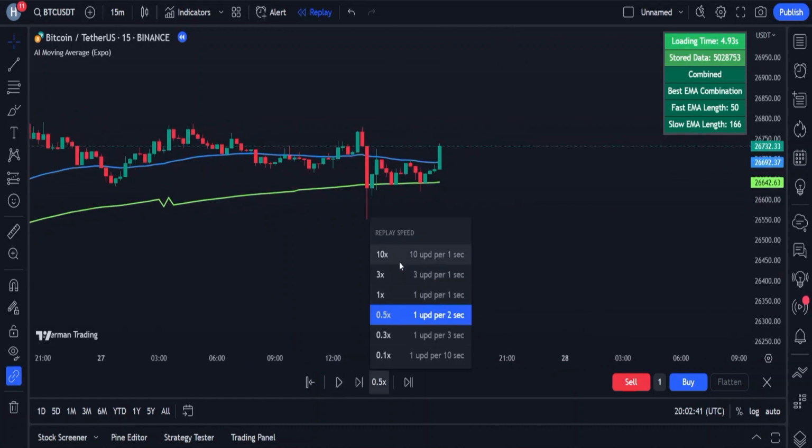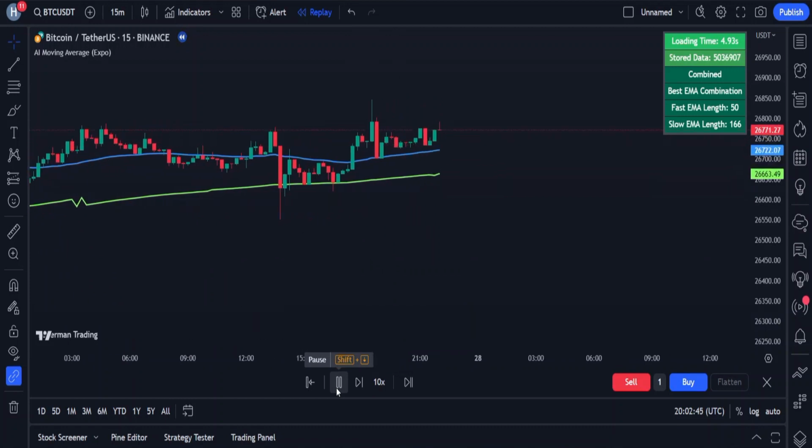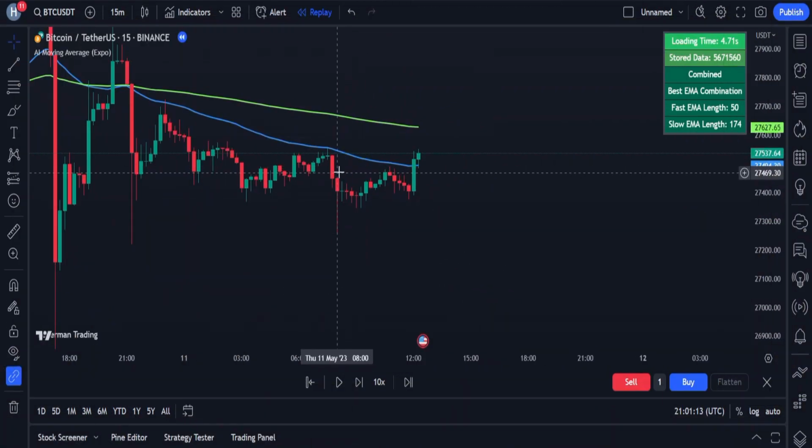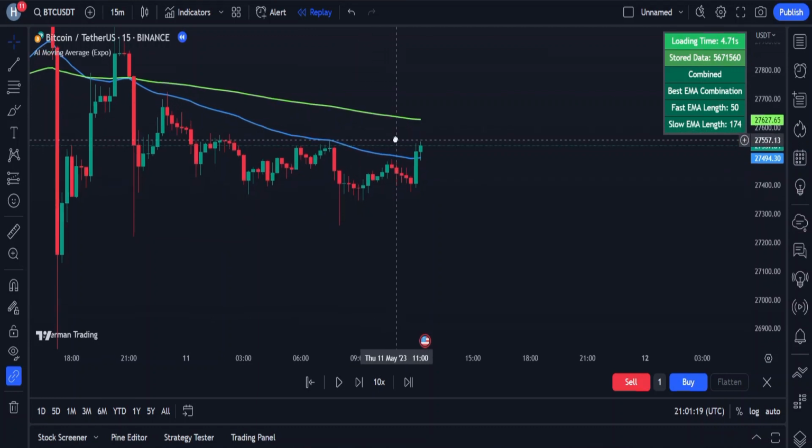If we take a look at the price action after this occurred, we can see that the price indeed continued in the upward direction. Similarly, for a bearish signal, the price will need to be trading below the slow EMA, indicating that the longer-term trend is bearish.